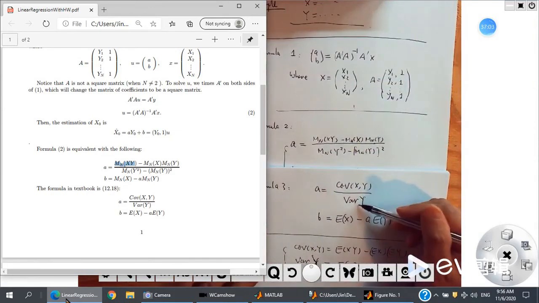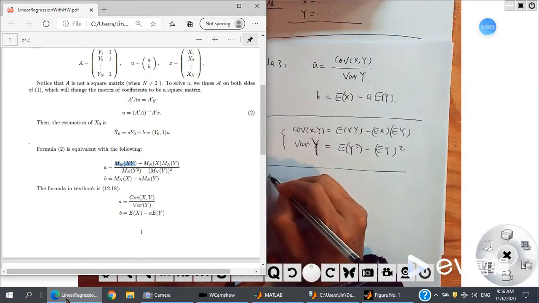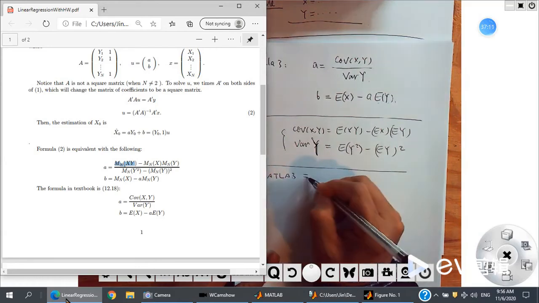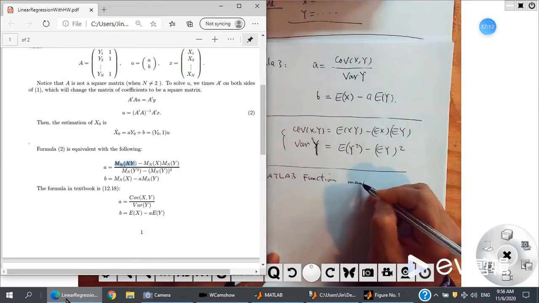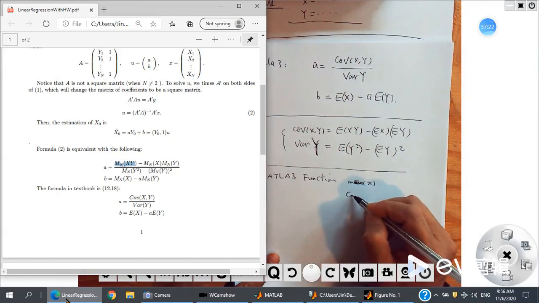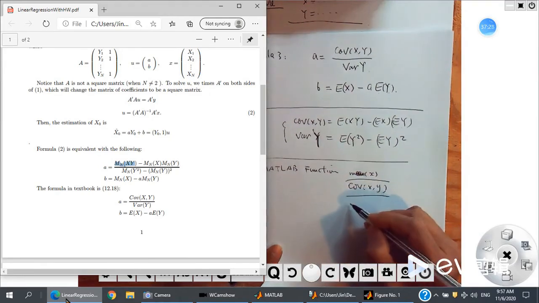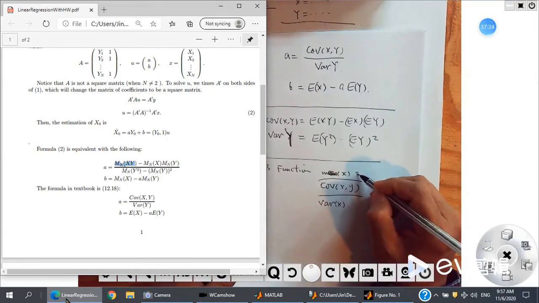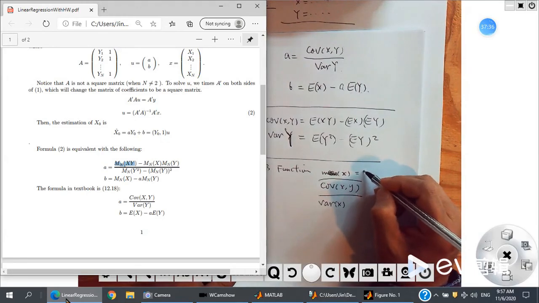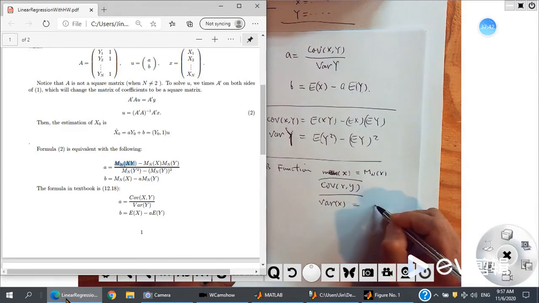Alright. Then we can see how to get these values in MATLAB. We have MATLAB functions. One is mean of x. One is the covariance of x and y. We have these two, and we also have the variance of x. Right? We have these three. The meaning of these three is just the same as ours. It is the mean of x, and this one is actually s squared.